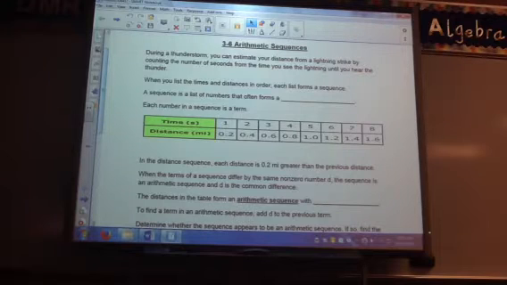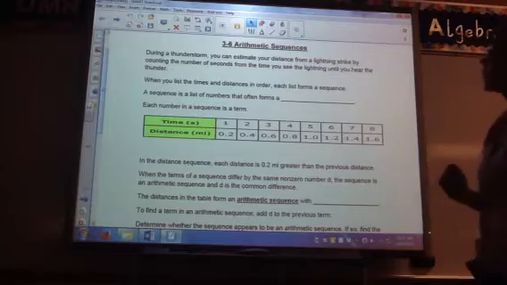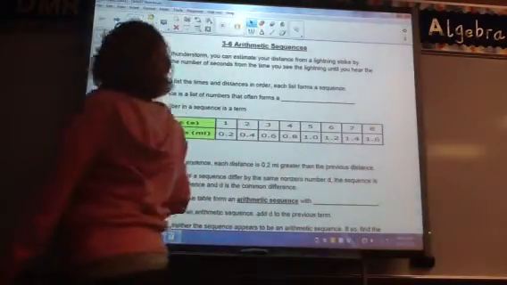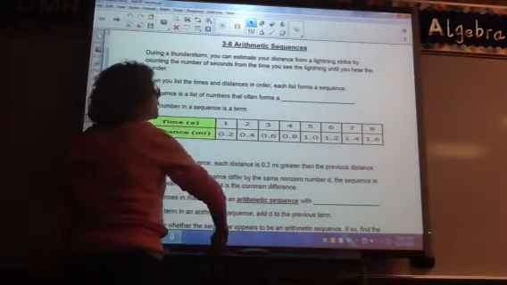Okay, students, today we're going to do the last section of Unit 3, and we're going to talk about arithmetic sequences. During a thunderstorm, you can estimate your distance from a lightning strike by counting the number of seconds from the time you see the lightning until you hear the thunder. When you list the times and distance in order, each list forms a sequence.